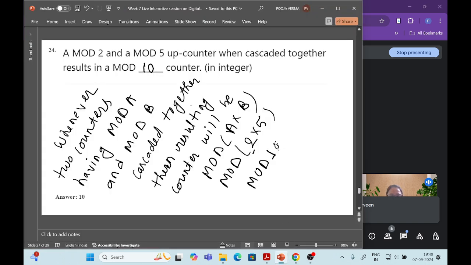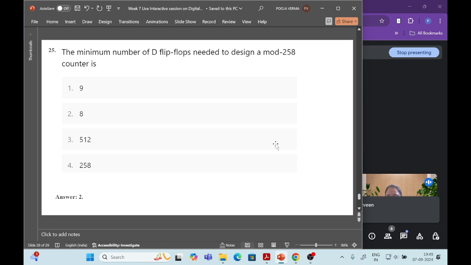Moving to the next question. The next question is also based on the number of flip-flops required to design a mod 258 counter. You already know how to solve this type of question because we have solved many of this type. So please answer in the chat box for this question.